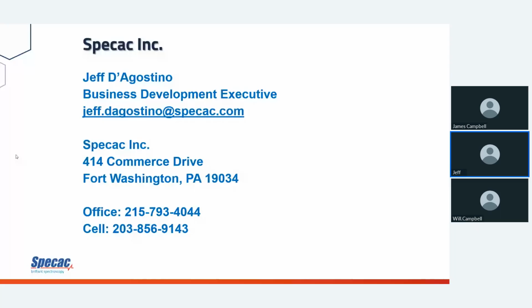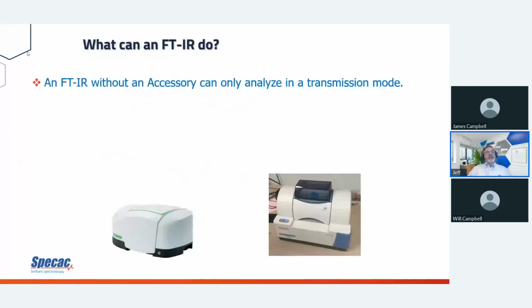Well, what can an FTIR do? Here's just an example of two FTIRs that I have. There's a PerkinElmer Spectrum 2 and a Thermo IS5, which are now older instruments compared to the newer ones that are out there now.